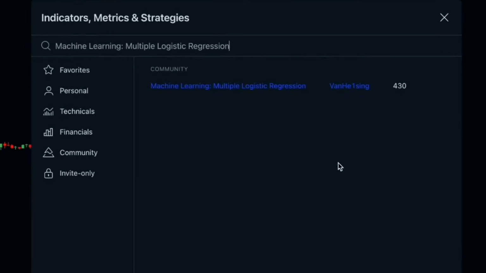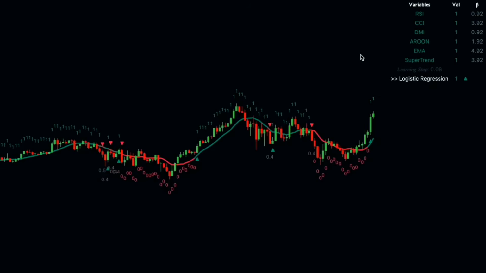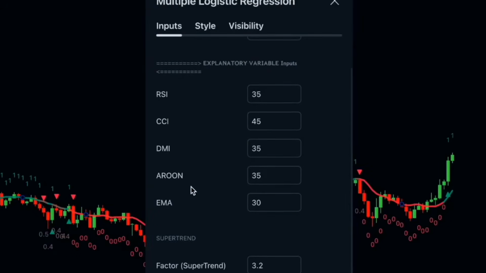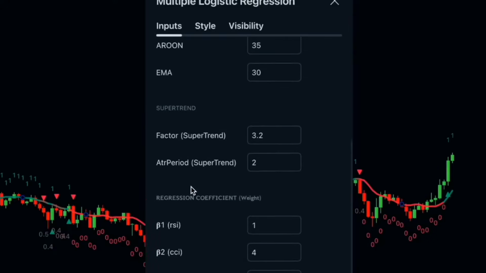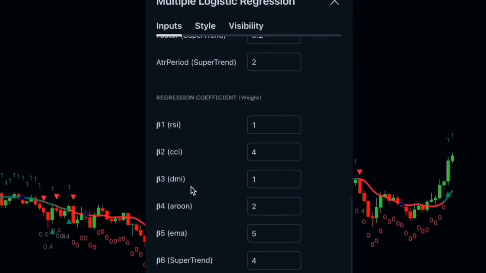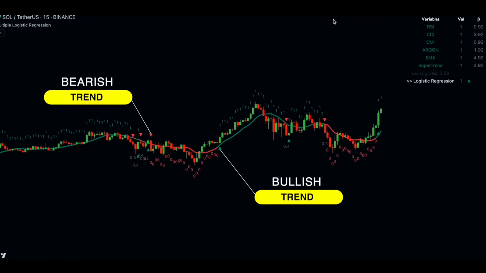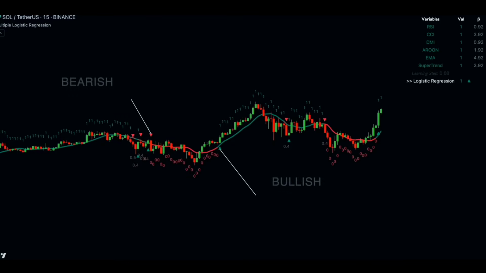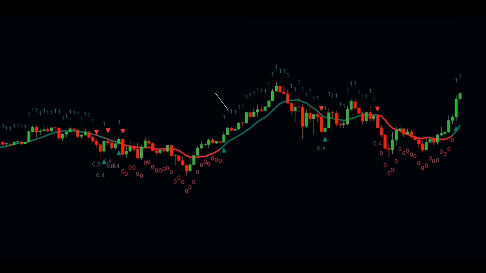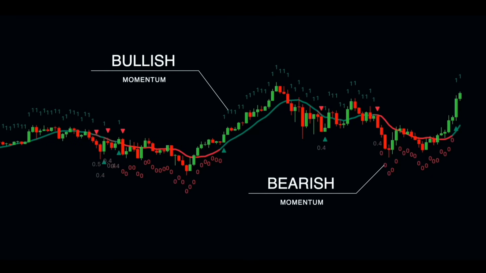Now let's explore the machine learning multiple logistic regression by Van Helsing. This tool is a powerhouse leveraging multiple technical indicators like RSI, CCI, DMI, Rune, EMA, and Supertrend as input variables for the logistic regression model. These indicators are normalized to form categorical variables, ensuring a consistent scale for the model. The logistic regression model then predicts a binary outcome probability. Values near 1 suggest a bullish signal, while values closer to 0 indicate a bearish one.